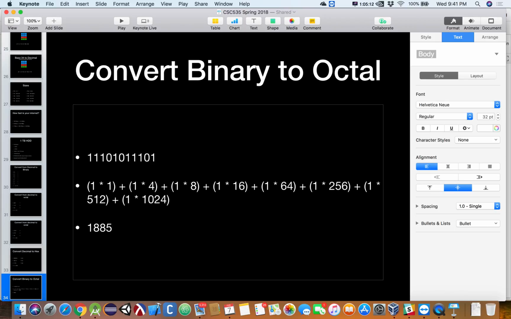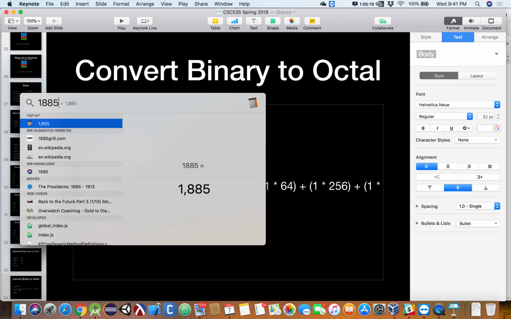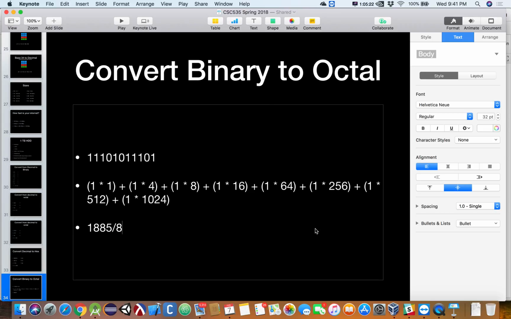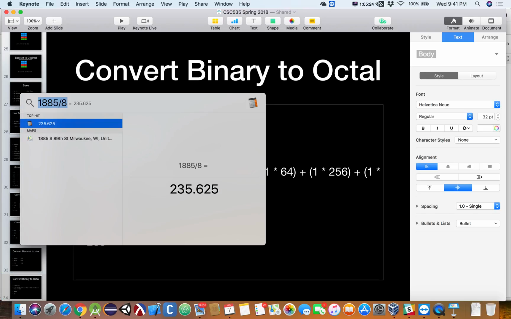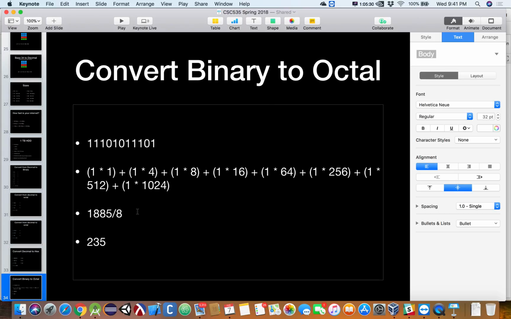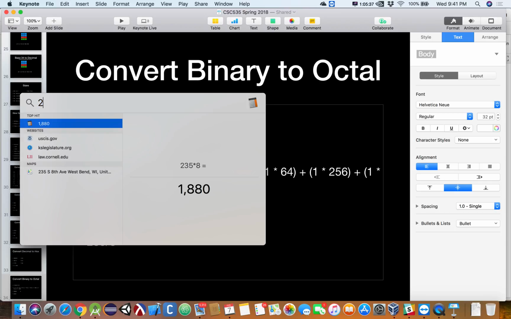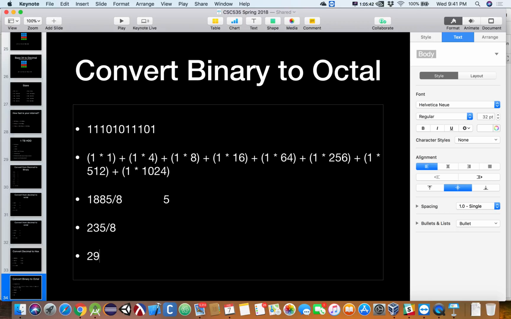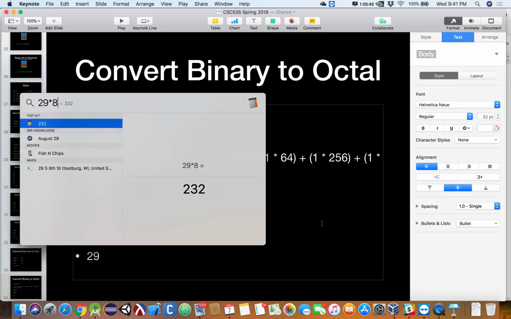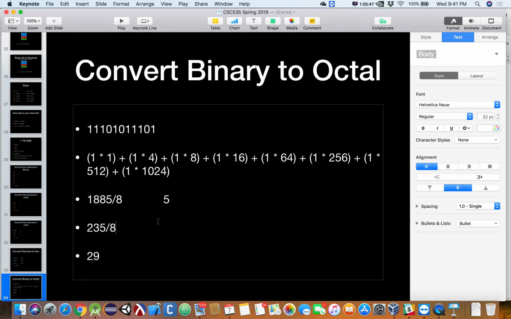Now I want to convert that guy to octal. So that means we're going to divide that by 8 over and over and over again. So 1885 divided by 8 is 235. 235 times 8 is 1880. So that is a remainder of 5. 235 divided by 8 is 29. 29 times 8 is 232. So that's a remainder of 3.